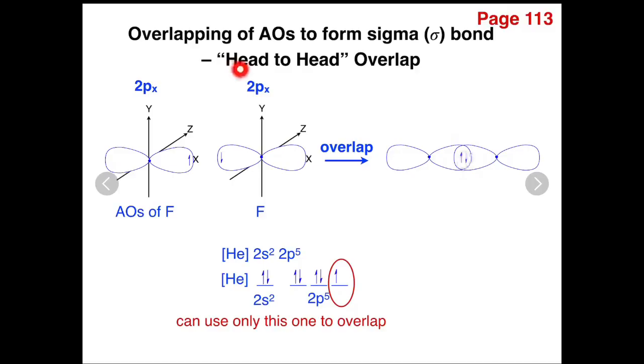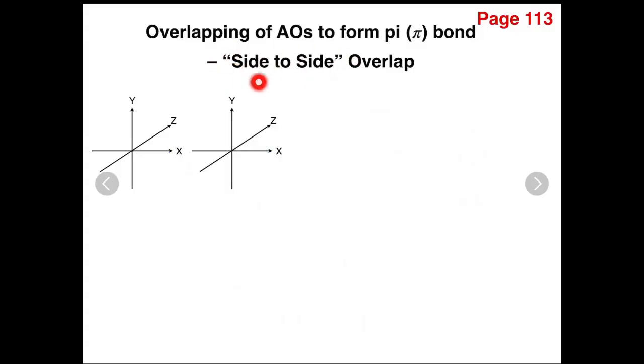So again, because we have head-to-head overlap, the bond is a single bond called a sigma bond. Sigma bond represents a single bond, and sigma bond comes from head-to-head overlap. So so far you have seen s and s orbital overlap, s and p orbital overlap, and also p and p orbital overlap through head-to-head overlap. The final overlapping type that I'm going to focus on is side-to-side overlap, which makes the pi bond. What do we mean by that? What is a pi bond? That's what we're going to take a look at.